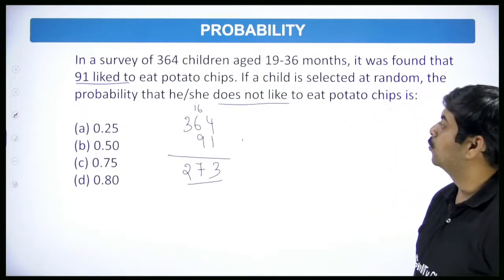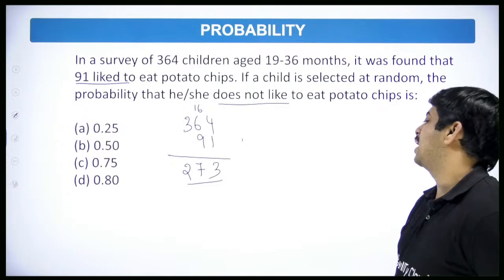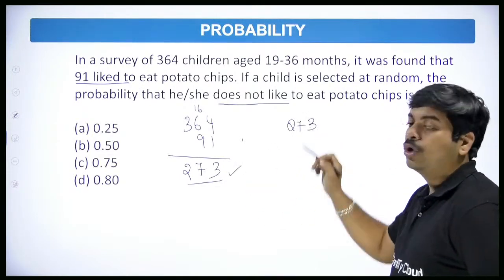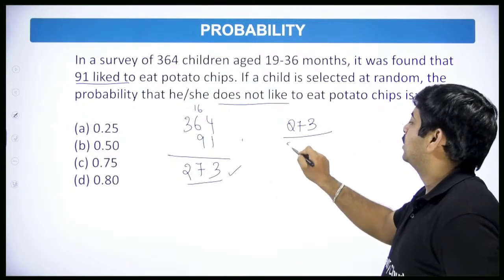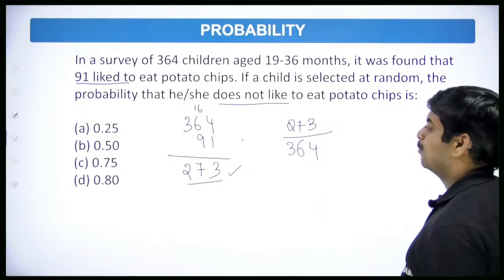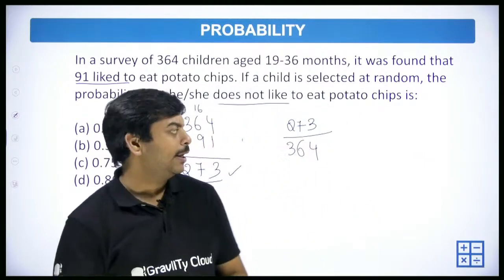273. Now the question is, what is the probability that he or she does not like to eat potato chips? So 273 is the number of people who do not like potato chips, divided by the total count, which is 364. But we have answers like 0.25, 0.50, 0.75, 0.80. Let me calculate that.